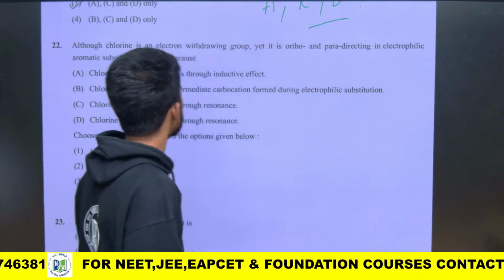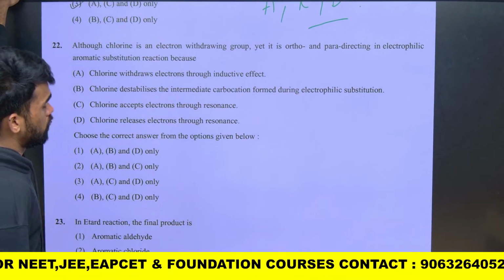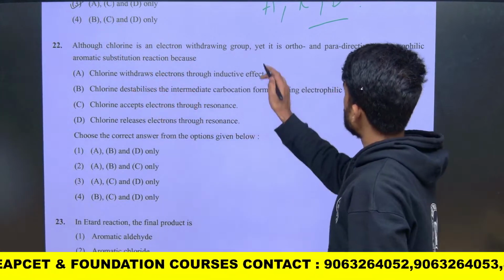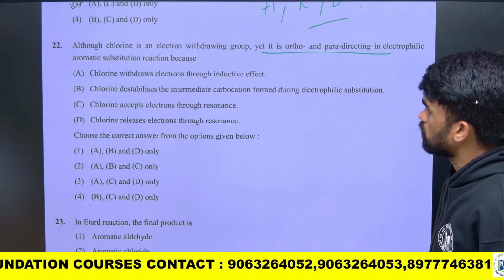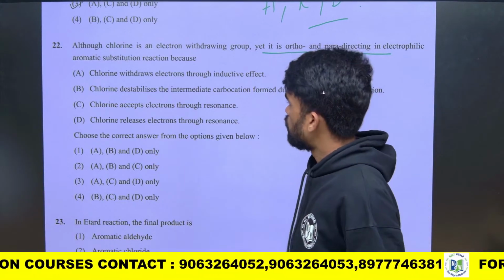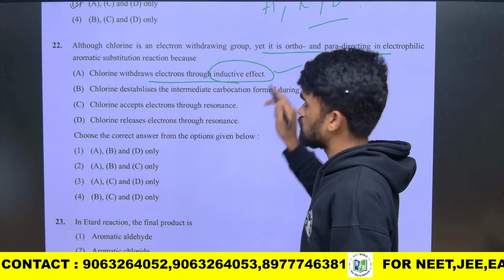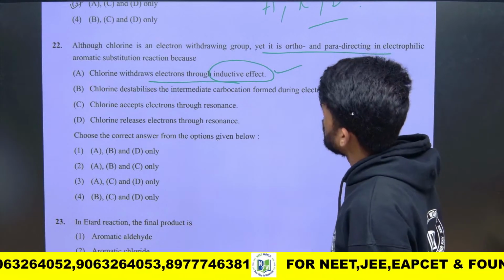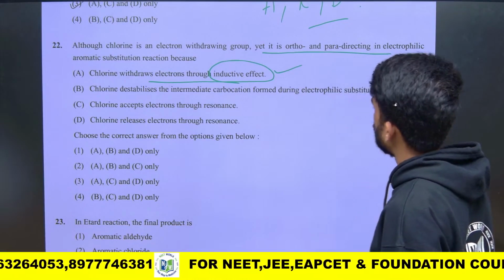Next thing is, although chlorine is an electron withdrawing group, yet it is ortho-para directing in electrophilic aromatic substitution. Yes, because chlorine withdraws electrons through inductive effect. Yes, because of its electronegativity, that is correct. Once again read the statement: although chlorine is an electron withdrawing group, because of the inductive effect, that is fine.